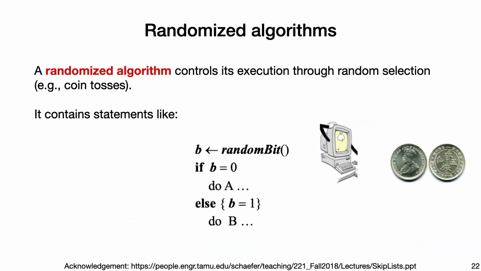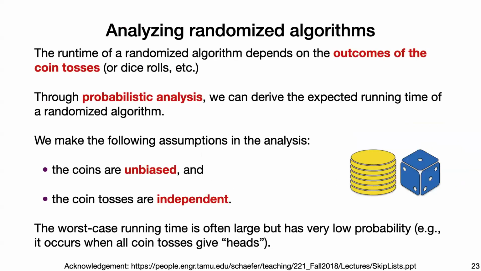Yeah, so skip lists are randomized data structures, and randomized data structures depend on randomized algorithms, which control execution through random selection, like coin tosses or die rolls. This is the high level way that they work. You generate some random bit, and you do something different based on whether your bit is 0 or 1. In that case, the skip list height depended on your sequence of bits.